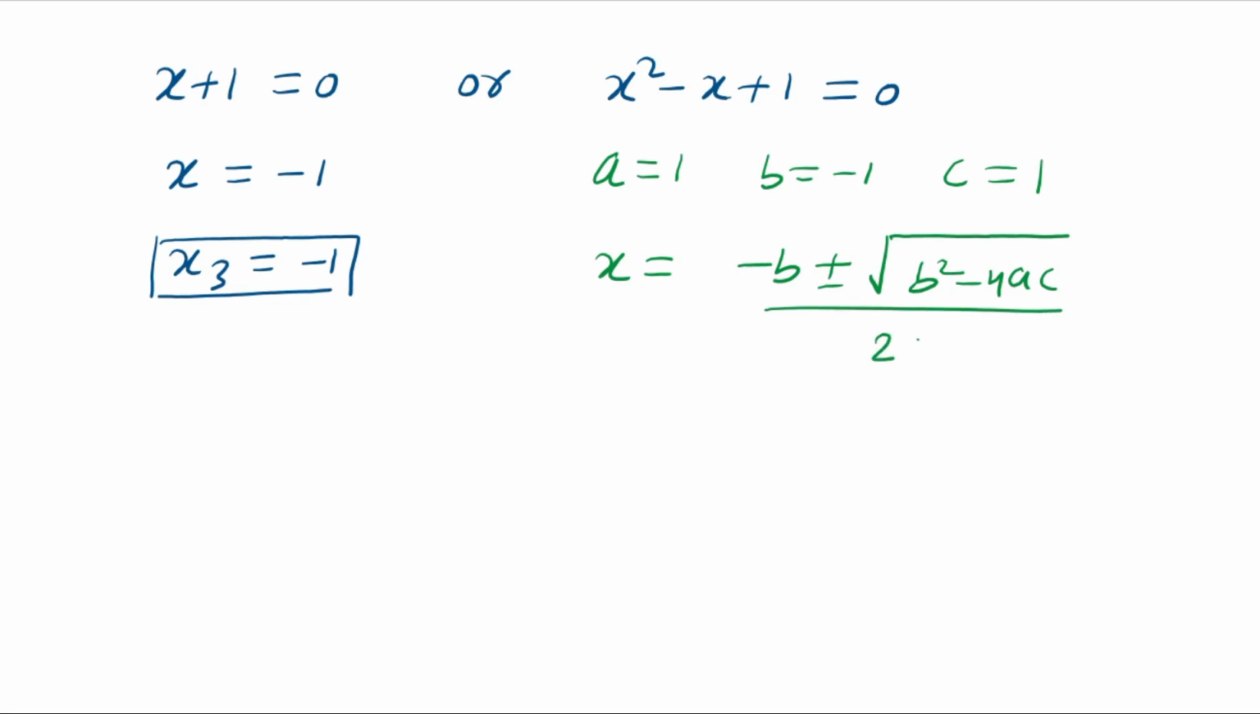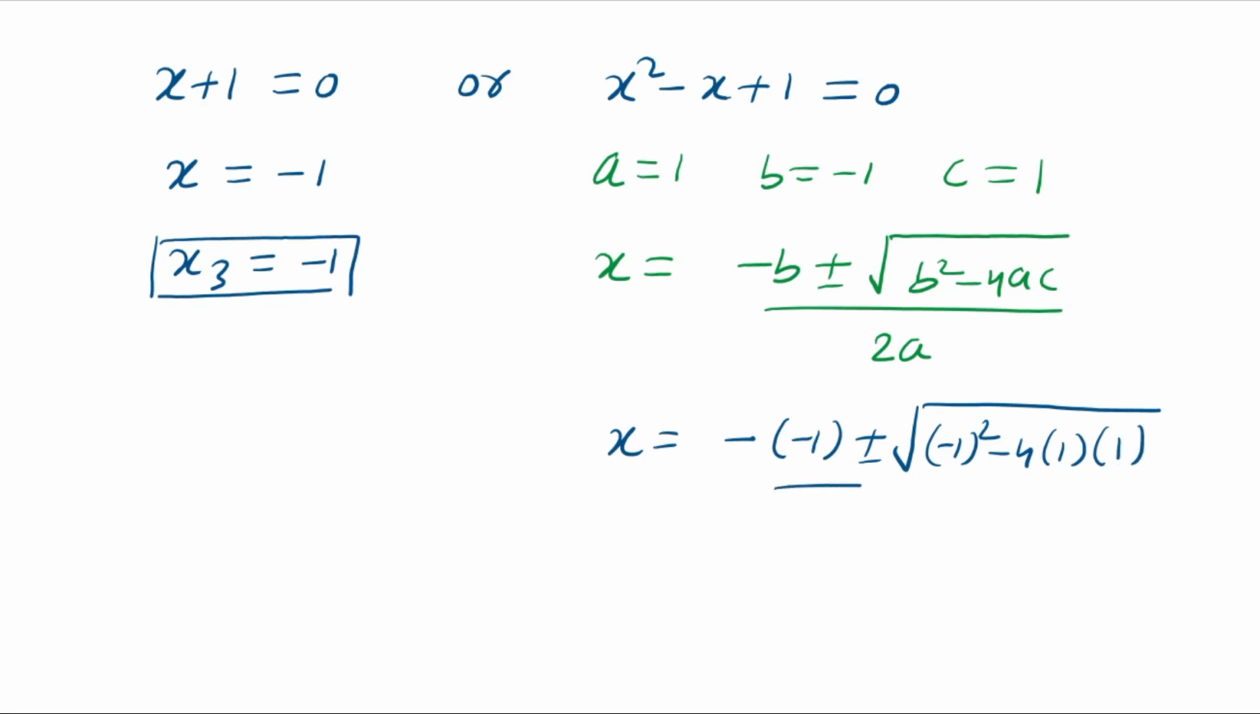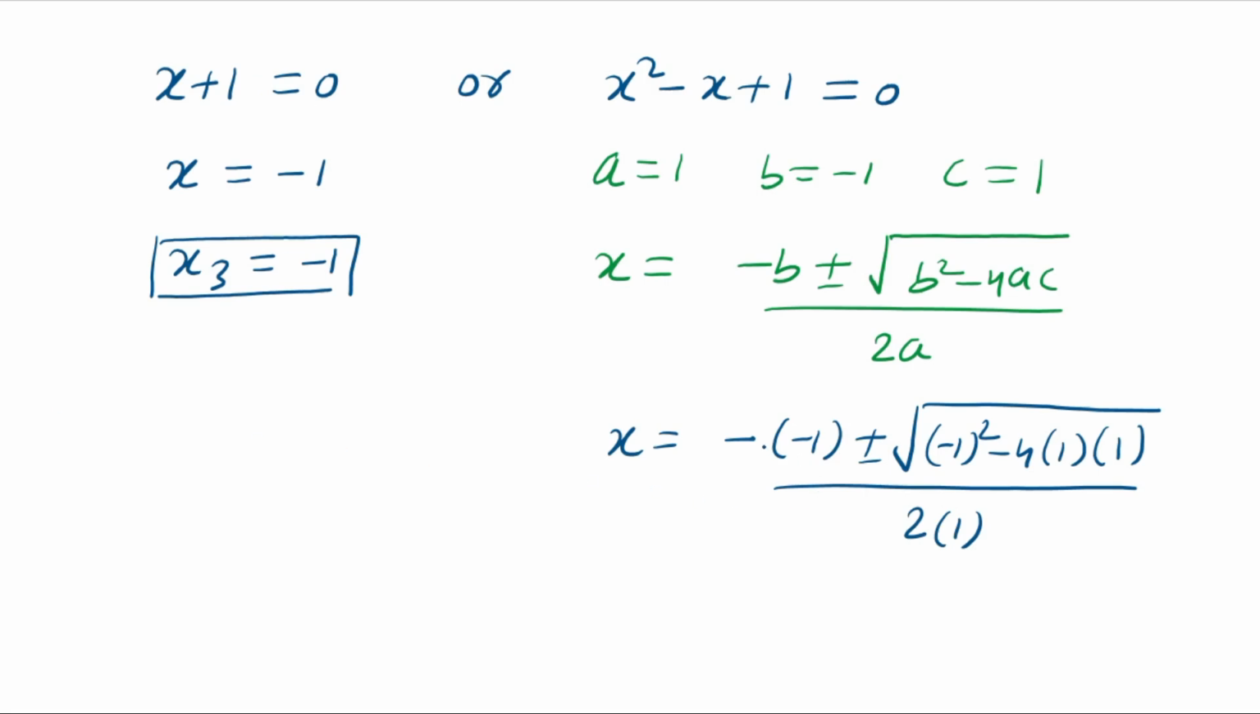Then by the quadratic formula, x is equal to minus b plus minus square root of b square minus 4ac over 2 times a. Then x is equal to minus, the value of b is minus 1, plus minus square root of minus 1 square minus 4 times the value of a which is 1 and the value of c which is 1, divided by 2 times a replaced by 1. Now look carefully here, minus multiplied by this minus 1 gives plus 1. Plus minus 1 square is 1 minus 4 over 2.